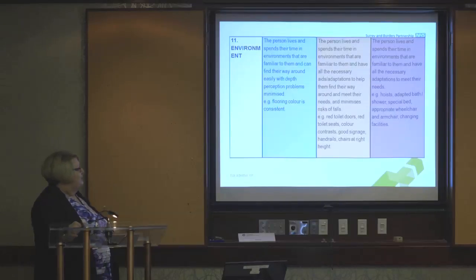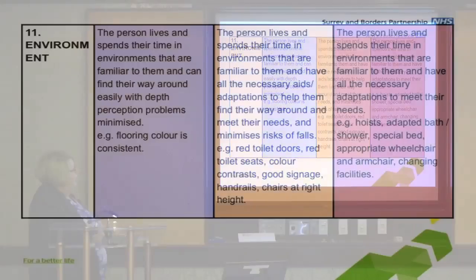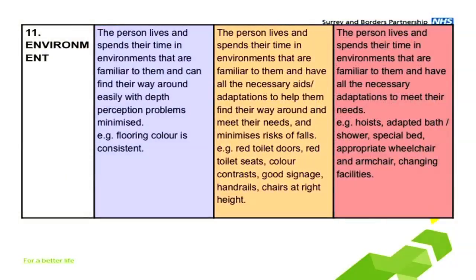So flooring is consistent, for example. At mid-stage, we want people to live and spend their time in environments that are familiar to them and have all the necessary aids and adaptations to help them find their way around and meet their needs, and minimise risks of falls, because we know falls are a great issue. So that's things like the red toilet seats, toilet doors, good colour contrast, good signage, handrails, chairs at the right height, all those sorts of things that we talked about yesterday.